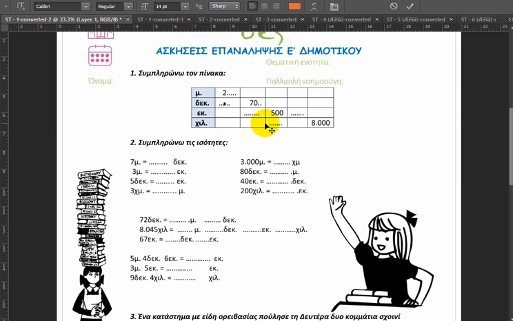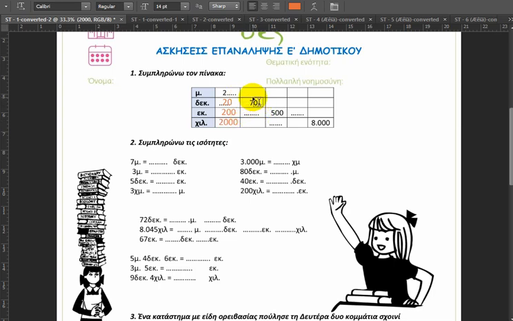So 2 meters is 20 decimeters because it's 2 times 10. 200 centimeters because it's 2 times 100, and 2,000 millimeters because it's 2 times 1,000.